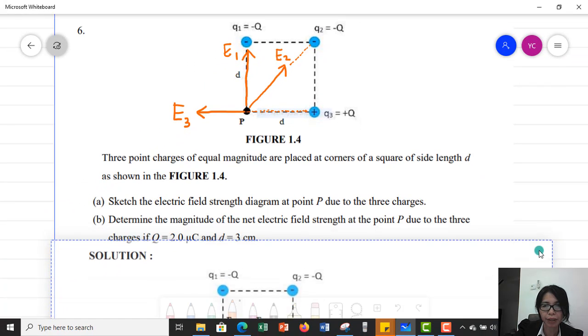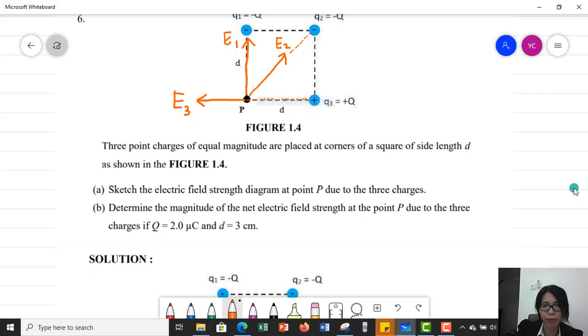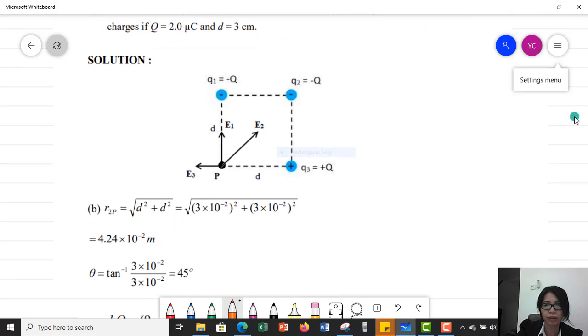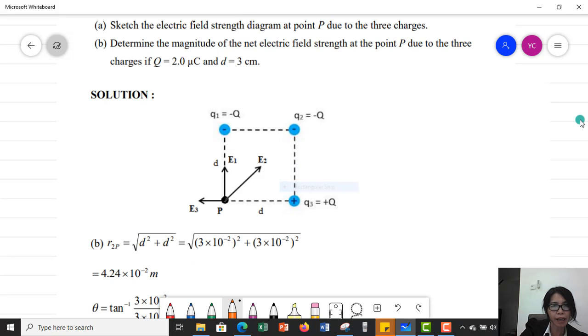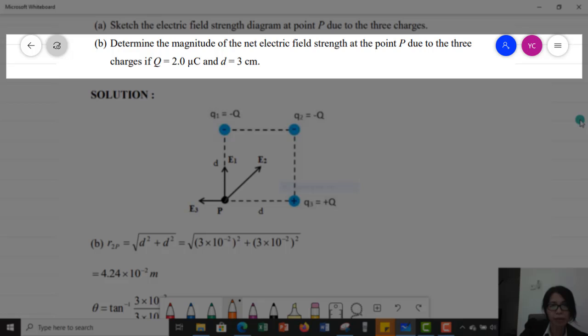So teacher redraws the diagram. We have this one. We have 3 vectors, E1, E2 and also E3. We are done with question A. We have sketched the electric field strength at point P. Then question B, determine the magnitude of the net electric field vector at point P due to the 3 charges if Q is 2 microcoulomb and D is 3 centimeter.